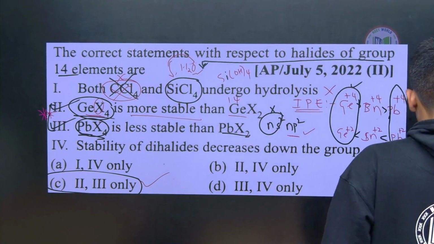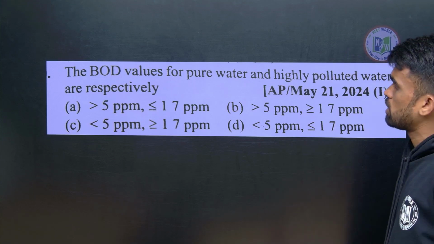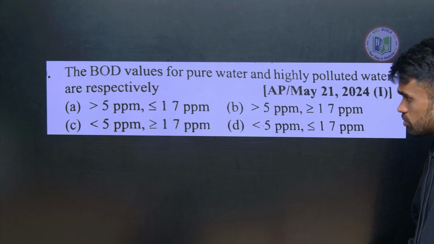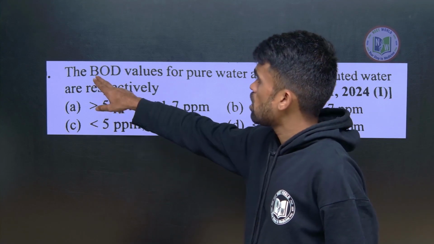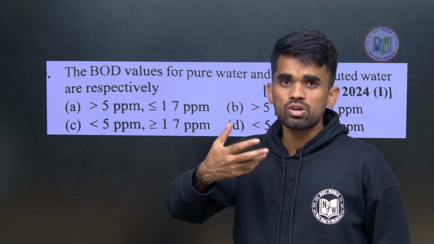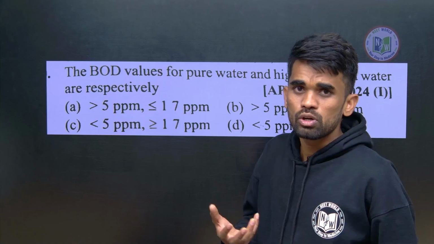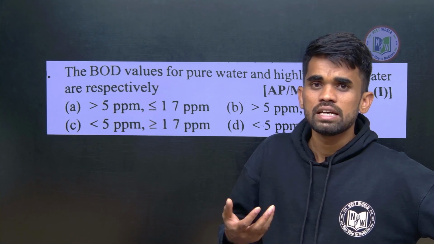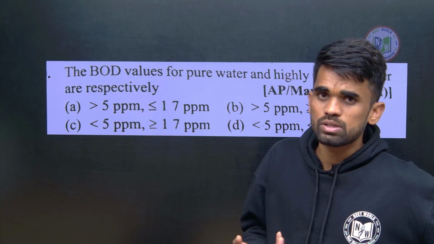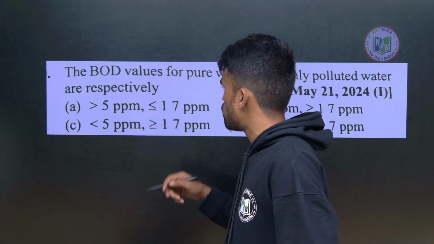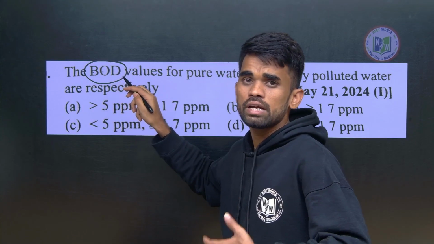So let's move further. The BOD values of pure water and highly polluted water are respectively. The more the BOD, the more polluted the water is. Biological oxygen demand: if the bacteria demand more oxygen, we can say the water is more polluted and contains more organic waste. In order to oxidize that, bacteria require more oxygen. So more BOD value means more polluted.